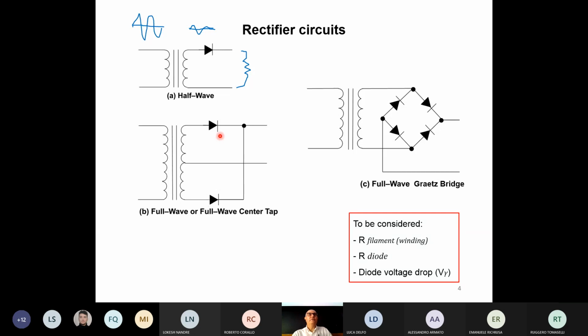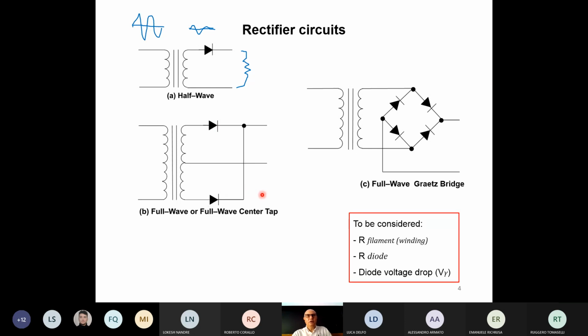This means that the number of turns that you have on the secondary must be the same on both half windings. So if in the half wave you needed 10 coils, 10 turns for the secondary, here you need 10 plus 10, 20 coils. This means that you need 2 times the copper you needed for the secondary windings. And this can be very expensive now that copper is very expensive. And also the transformer is heavy because it has a double winding for the secondary, okay?